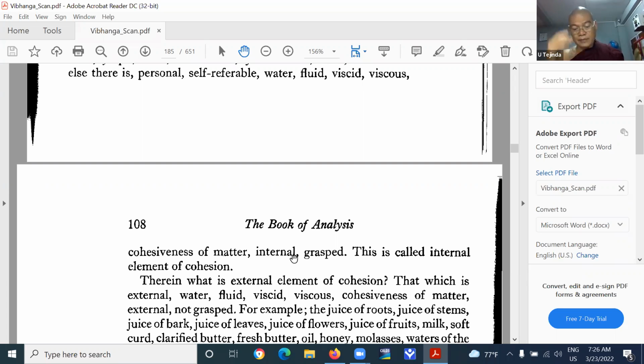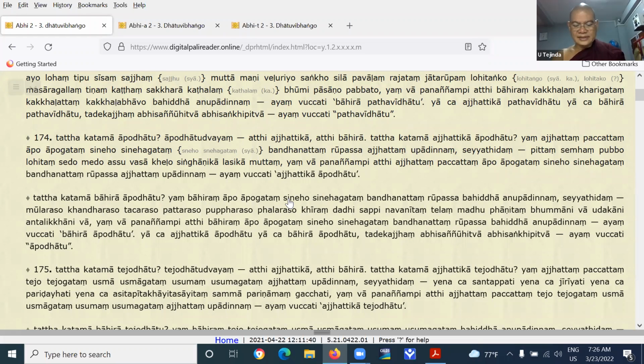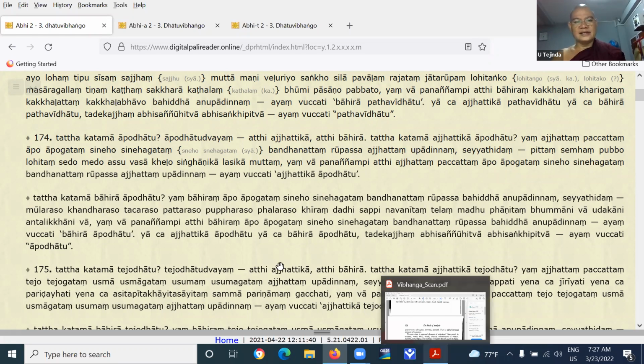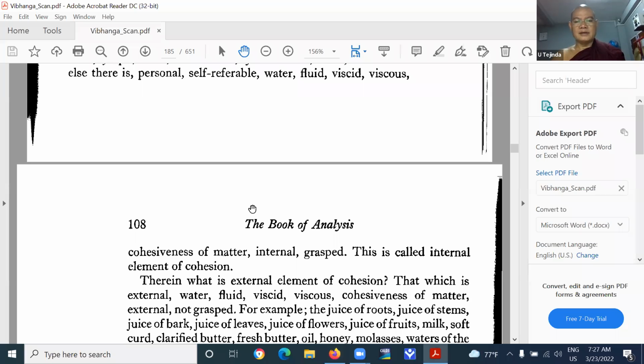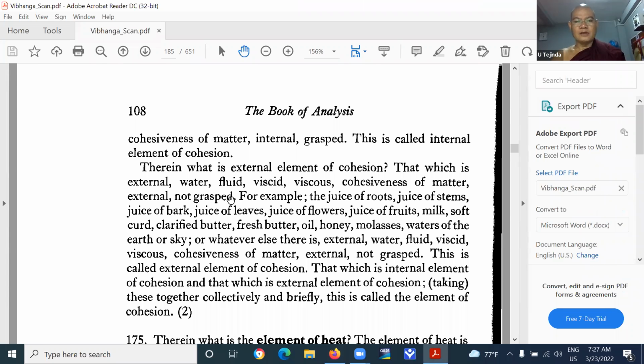So what is Bahira Abho dhātu? Abho dhātu. Yang Bahira Abhogada. Bahida Anupadena, external Anupadena, not grasped by craving around you. What are they here? Sayatida, Mula Raso. The Rasa here, Rasa or the Mula, the root.